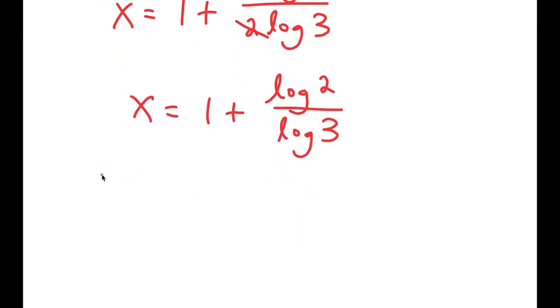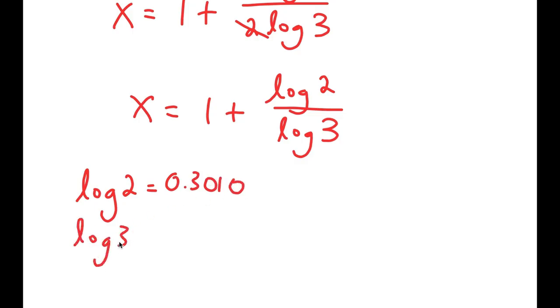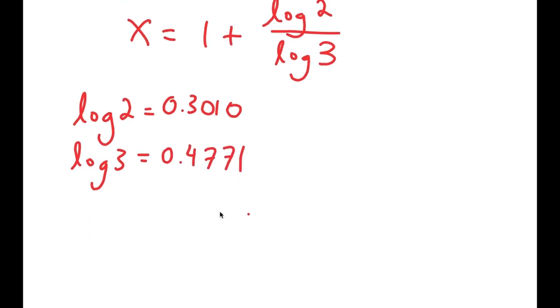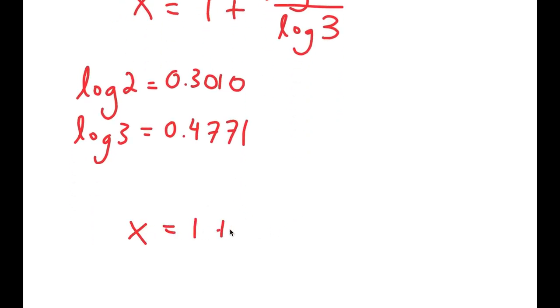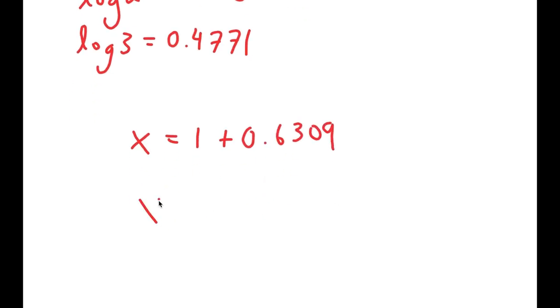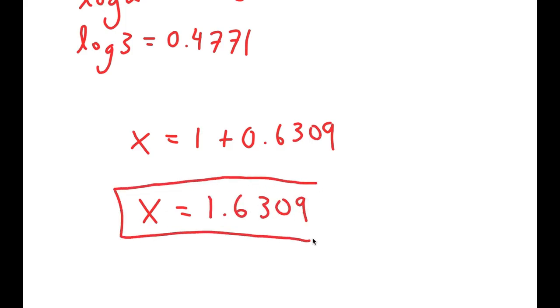Now from here, log of 2 is equal to 0.3010, and log of 3 is equal to 0.4771, meaning x is equal to 1 plus 0.301 over 0.4771, which is equal to 0.6309. So 1 plus 0.6309 is 1.6309. So this is my solution.